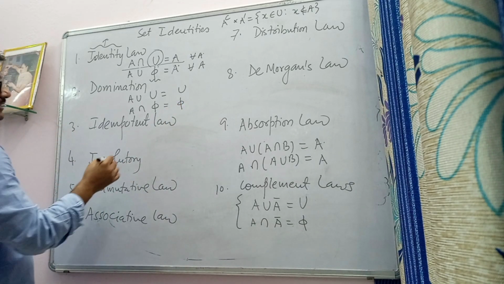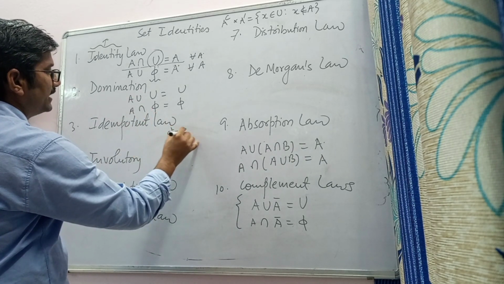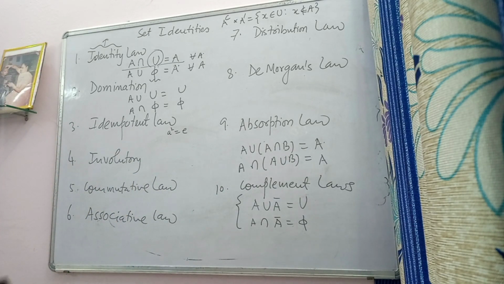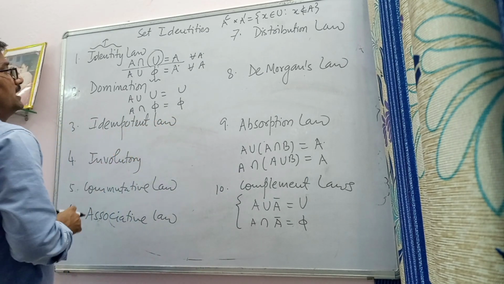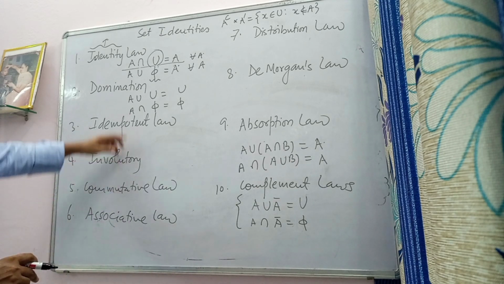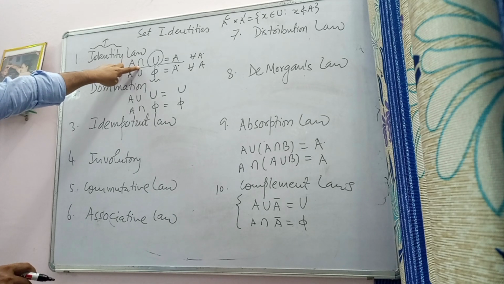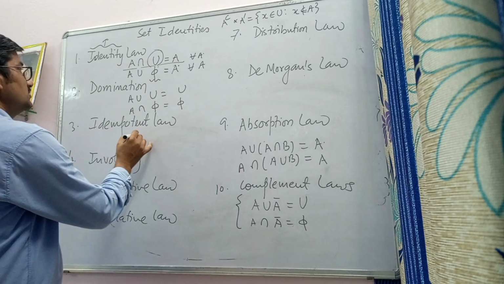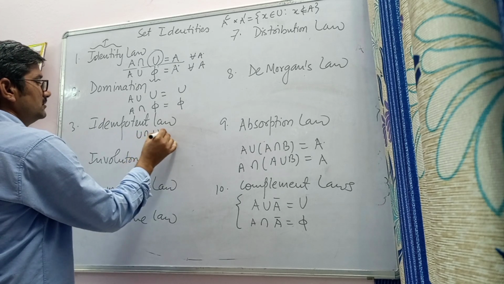Next is the idempotent law. As you have discussed in algebra also, A squared is equal to identity. So idempotent laws are there. Suppose, what is the identity element in the operation intersection? In the operation intersection, what is the identity element? The universal set is the identity element. So U intersection U is again U.